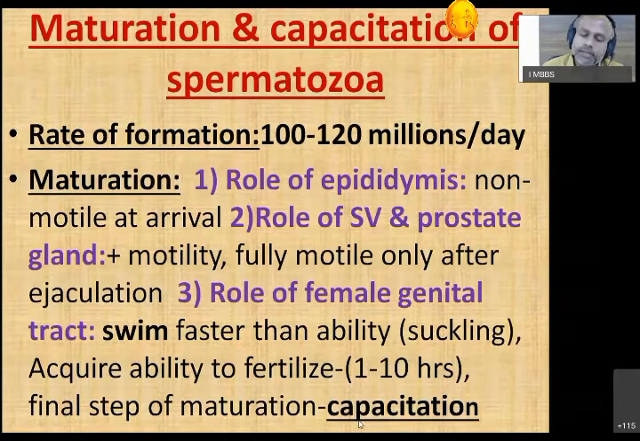What is meant by capacitation? That is the loss of excess body weight of sperms in the female genital tract, loss of excess cholesterol from the body of the sperm, and it becomes lighter. The capacity to penetrate the ovum is achieved by the sperm in the female genital tract only.